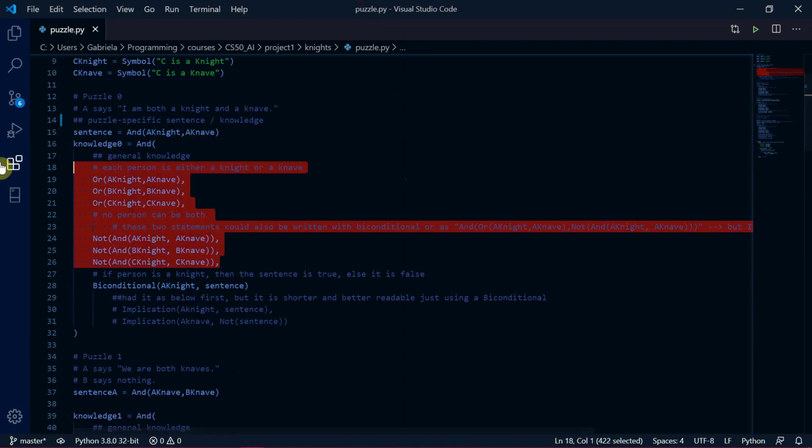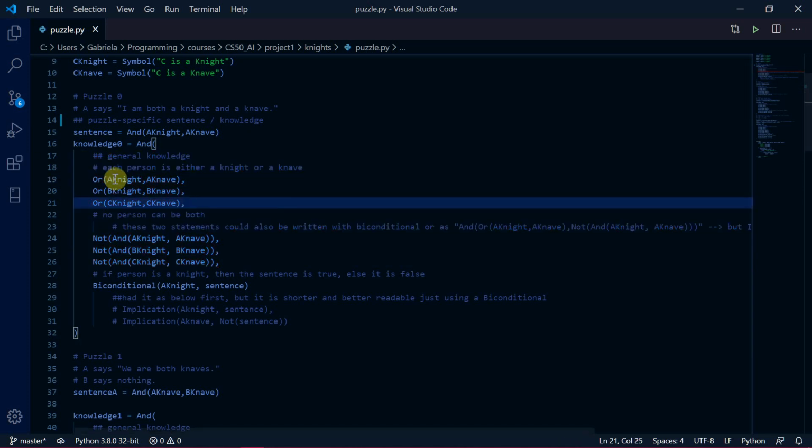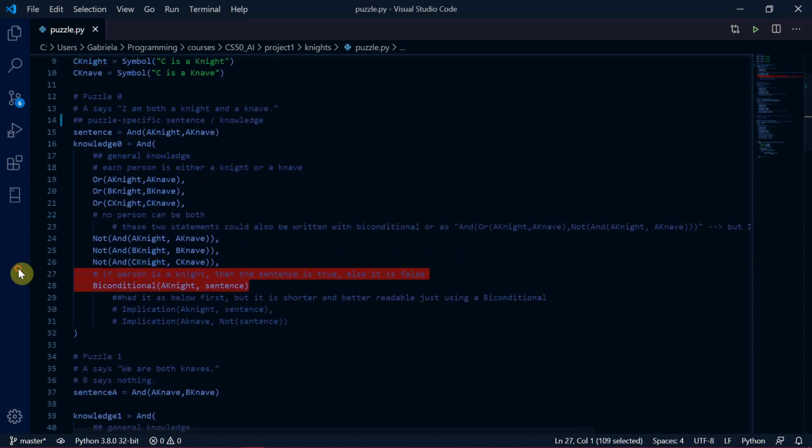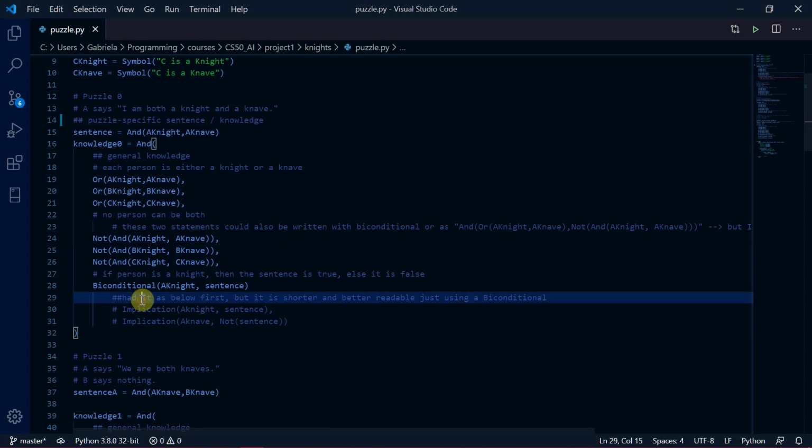And then the first part of all knowledge bases is always the general knowledge. It's that each of these characters, A, B, and C, is either a knight or a knave, so they have to be one or the other. And also, what we know is that they cannot be both, so they can never be knights and knaves. So that was excluded. And then in the second part, I introduced the specific knowledge for the specific puzzle.